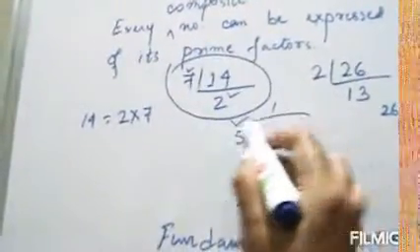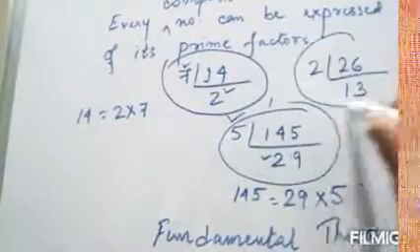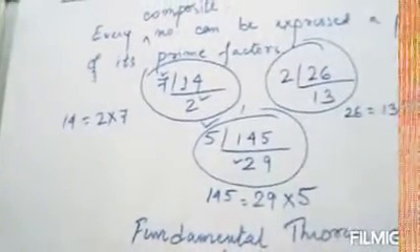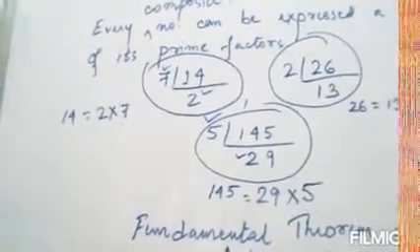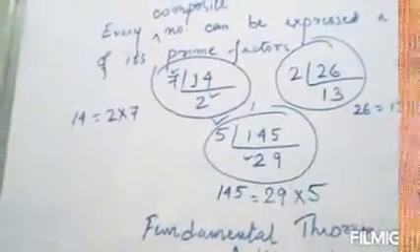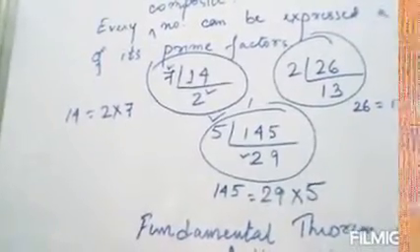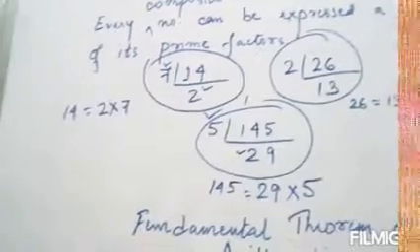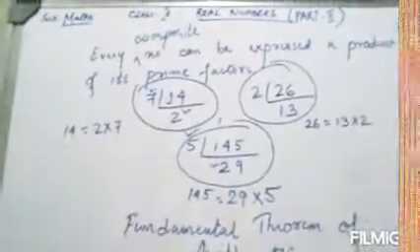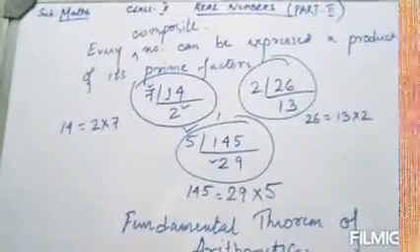Okay, this finding of the factors is known as factorization. So this process is unique. Okay, it is not similar from one number to another. The occurrence of 2 or the occurrence of 5 is not similar for each and every number. So this is known as the fundamental theorem of arithmetic.